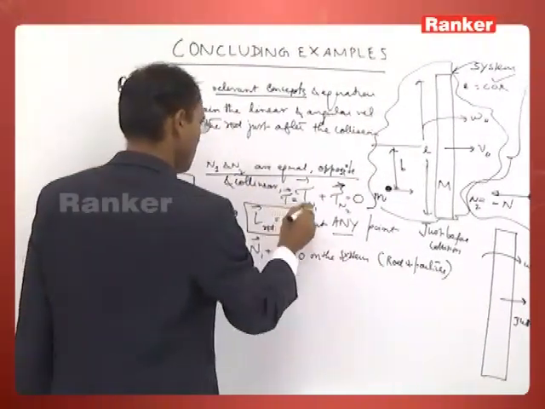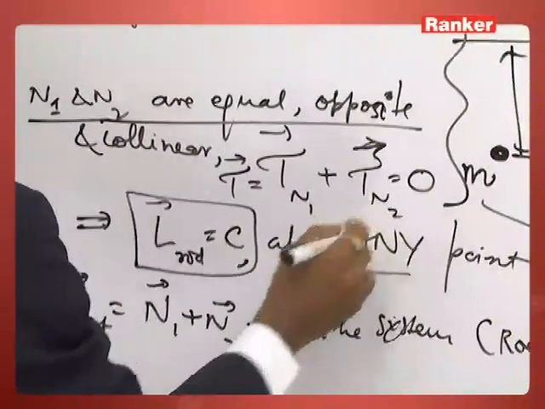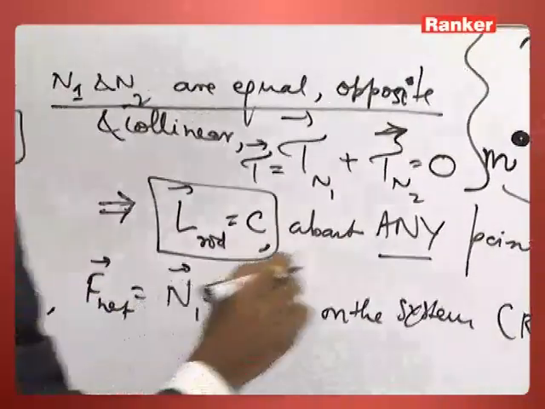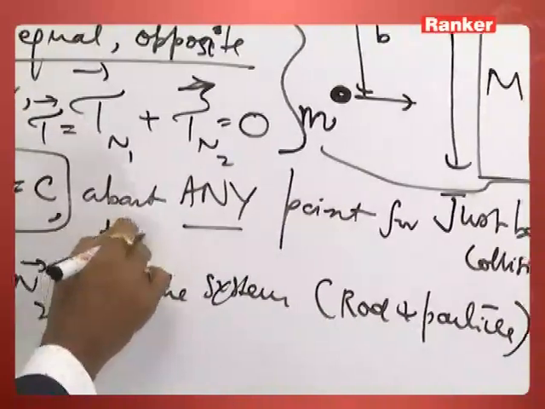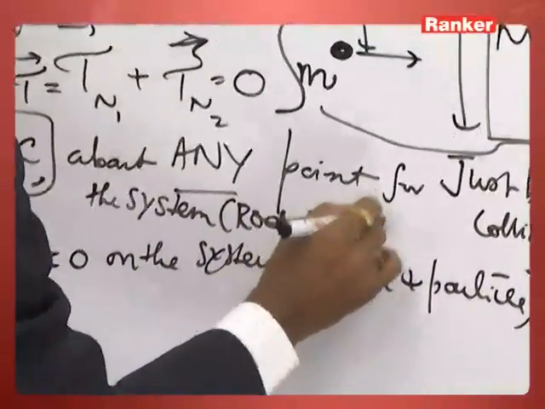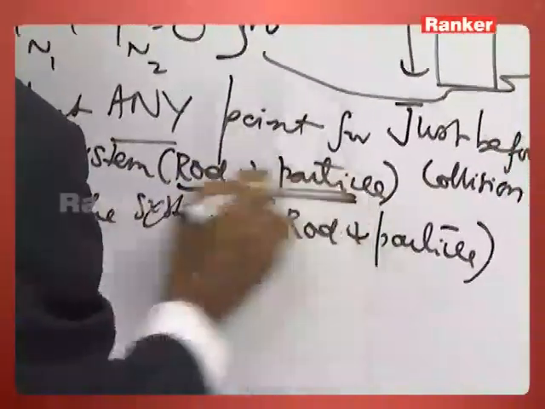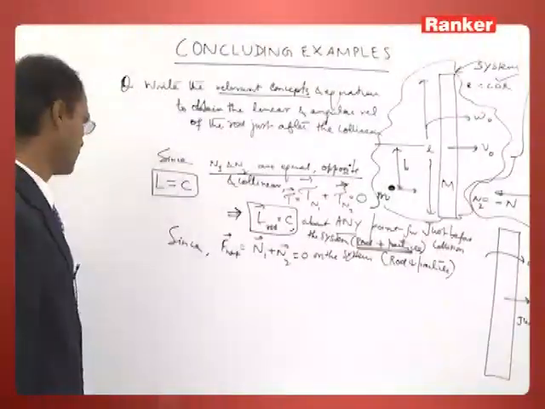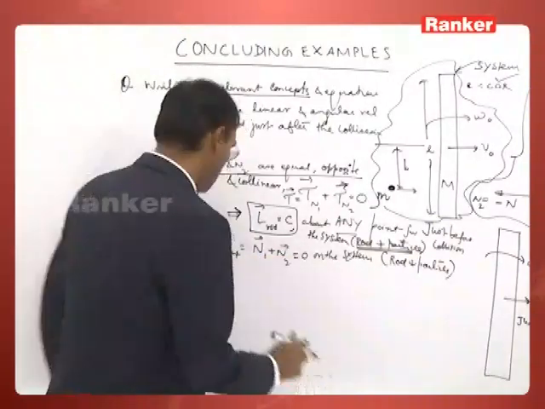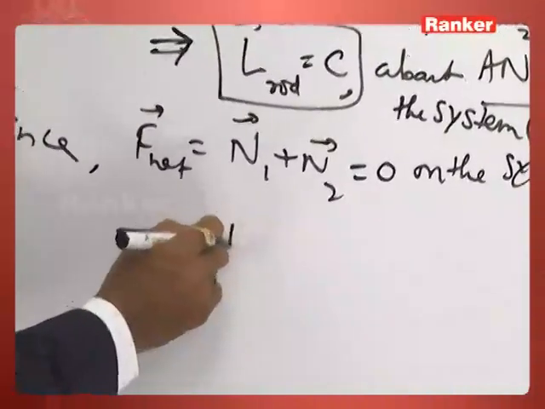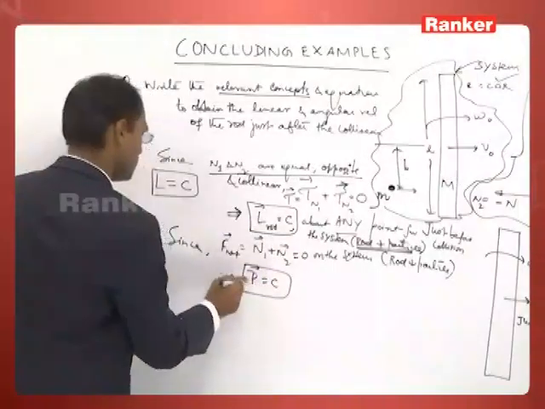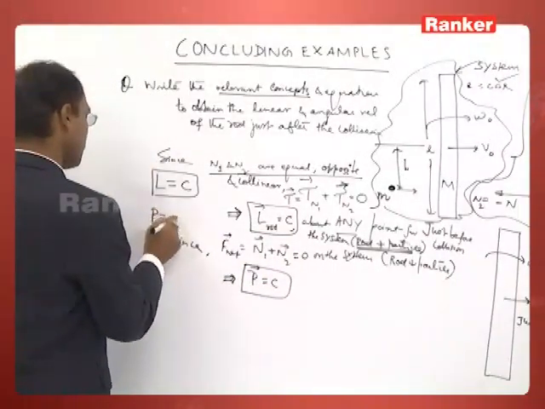So, net torque will be 0, hence the total angular momentum will be conserved about any point for this system. We have to define the system, that is rod plus particle as the system. Net force acting on the system is 0. Therefore, linear momentum of the system remains conserved. So, next concept is conservation of linear momentum.